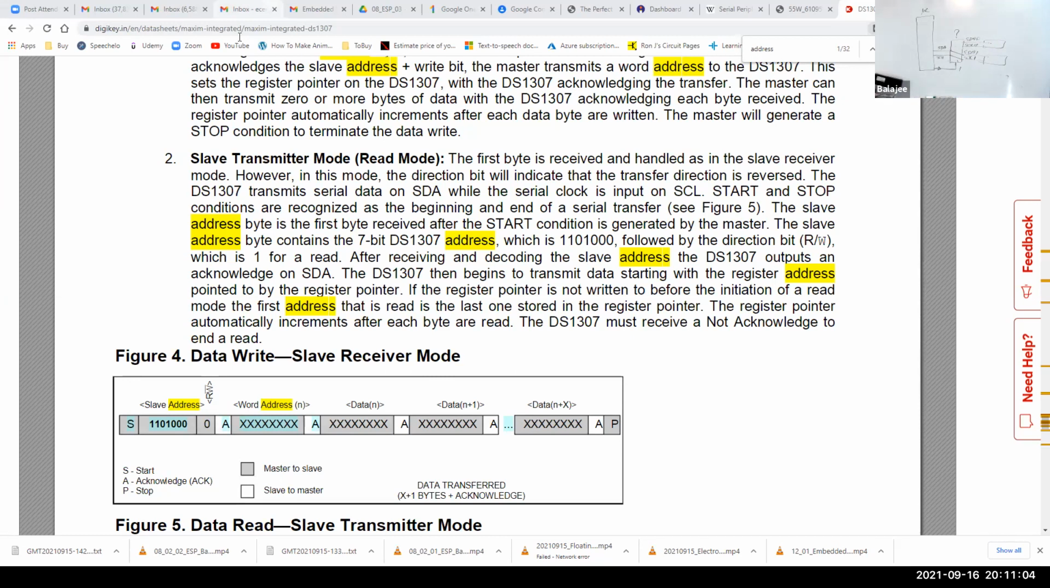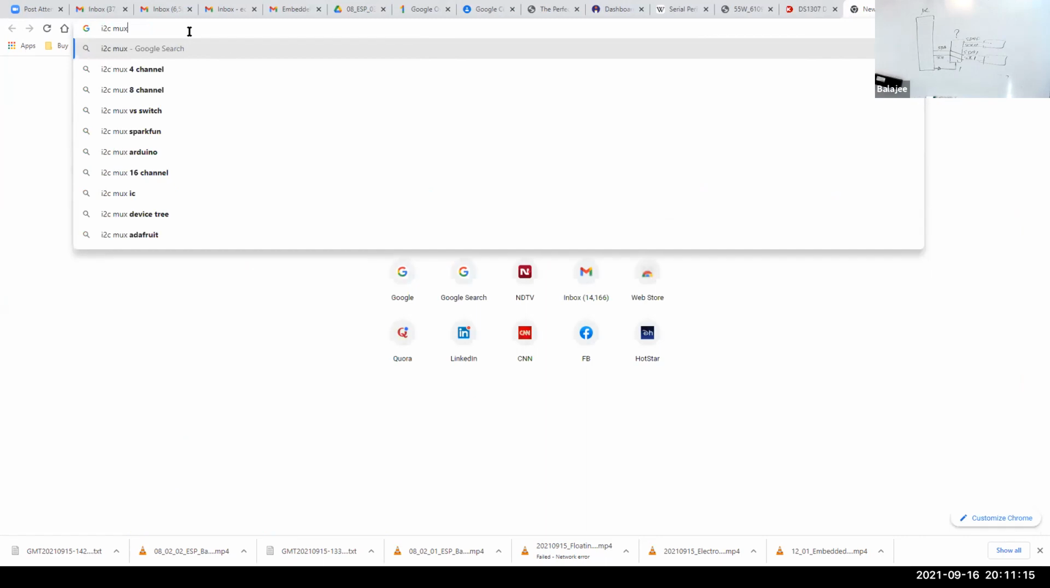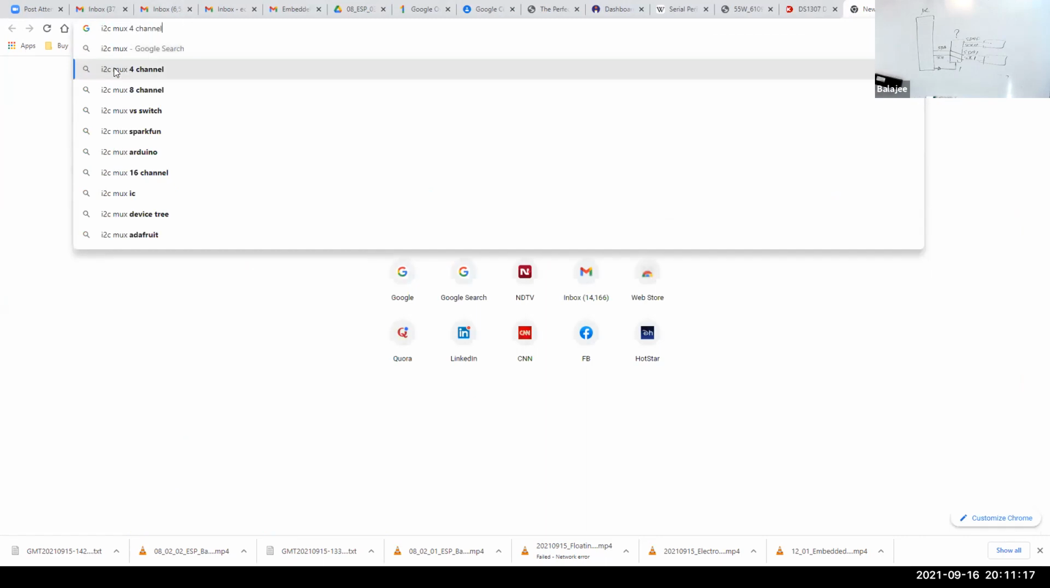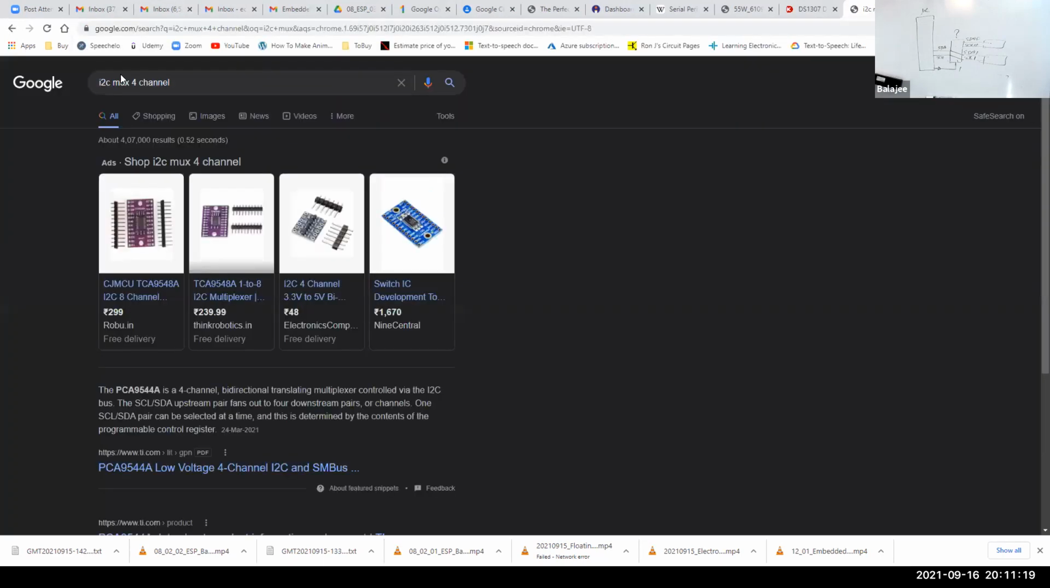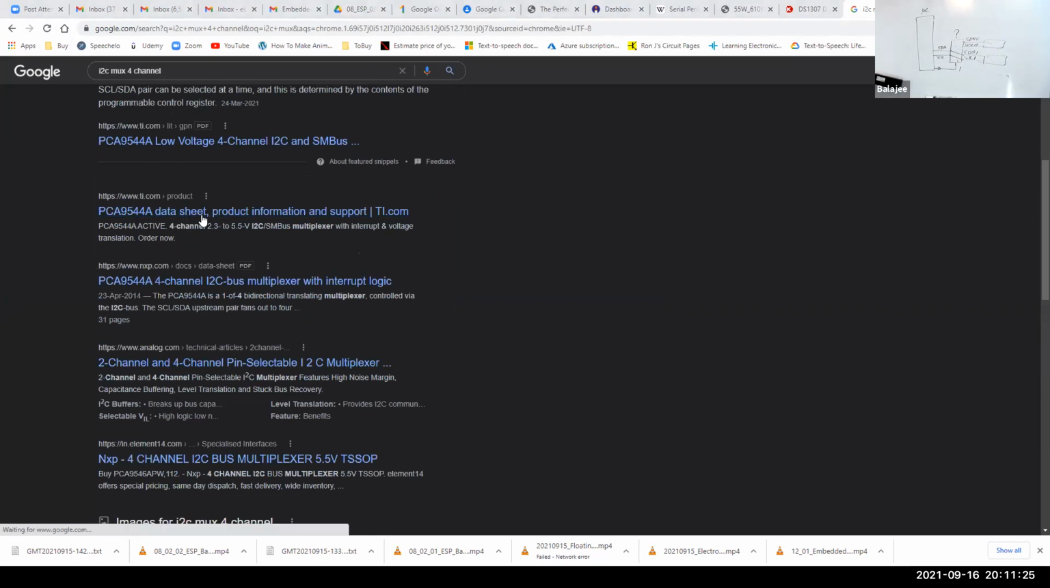Okay, let me try to find the data sheet for the I2C mux also. See, I'm doing exactly what I do in the companies. There's no other method. See here, I2C mux. This is a chip from Texas Instruments. 4-channel.